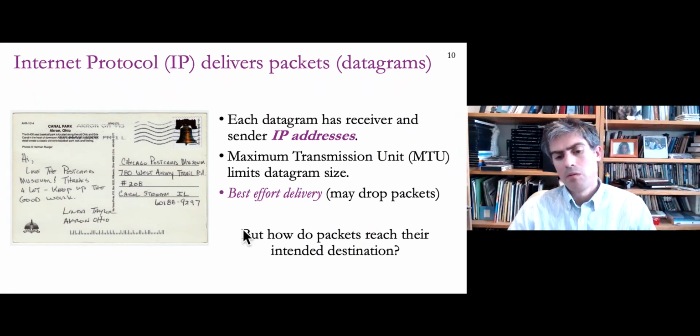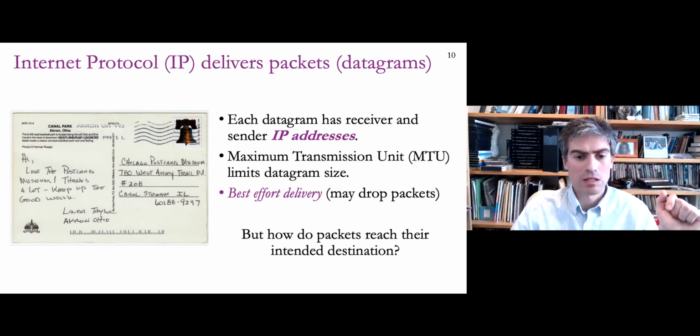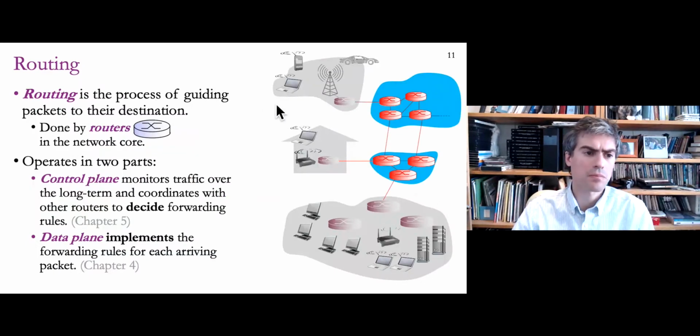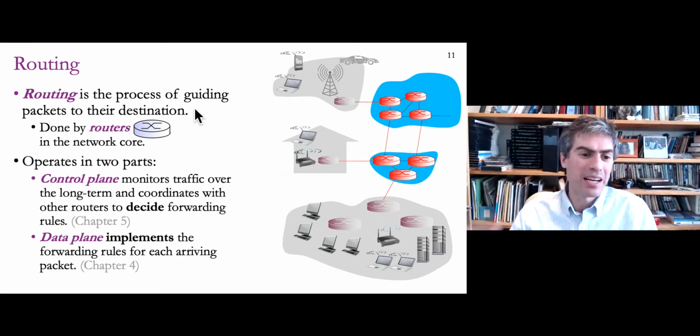Okay. We've said all that already in the past, but now what we're going to talk about is how packets reach their intended destination, navigating this very complex, huge network of routers and links. Okay. The term we have for that is routing. That's why these things are called routers. So routing is the process of guiding packets to their final destination. This is done by routers. That's the main purpose of routers.